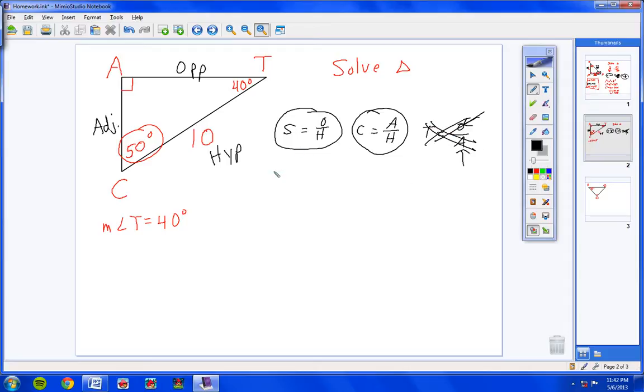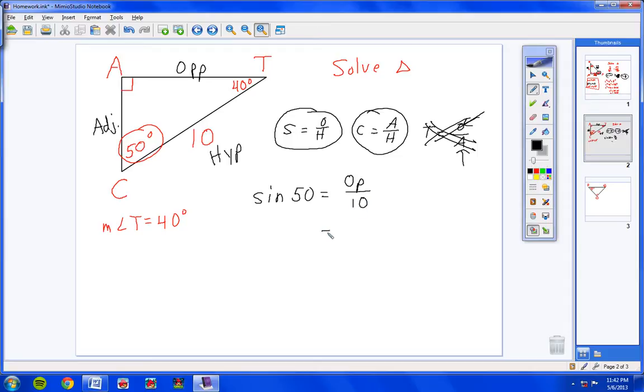I'm going to use sine for no certain reason. So here we go. Sine of, what angle did I choose? 50 equals what? Opposite over hypotenuse. Opposite, I do not know. Hypotenuse is 10.